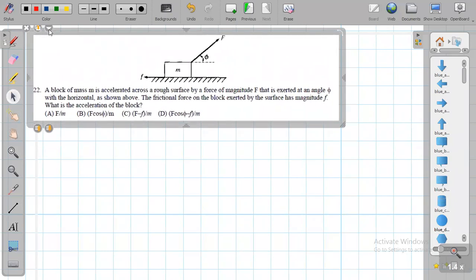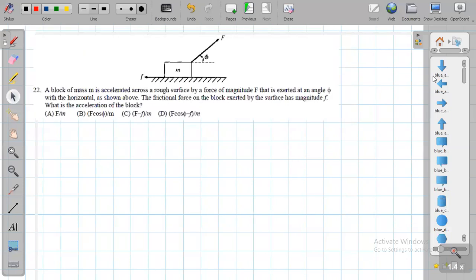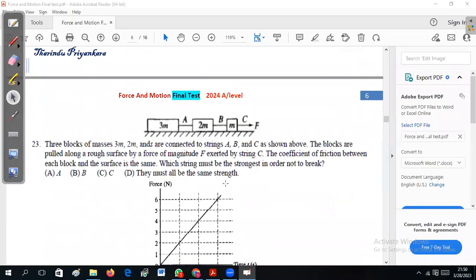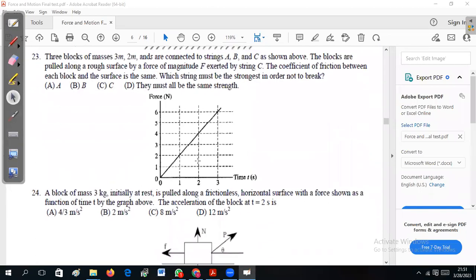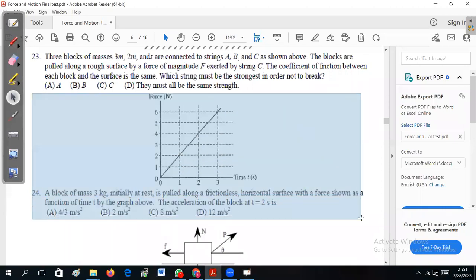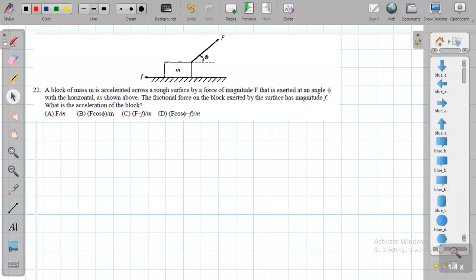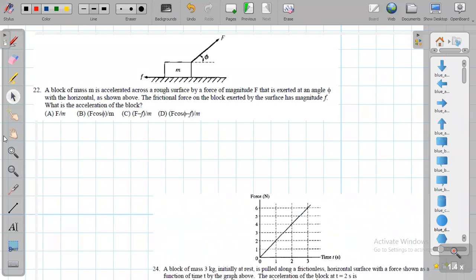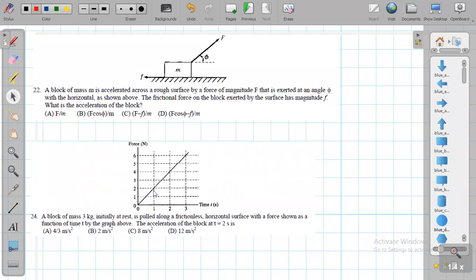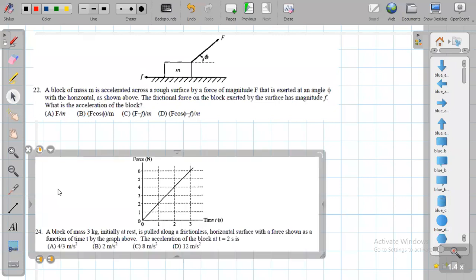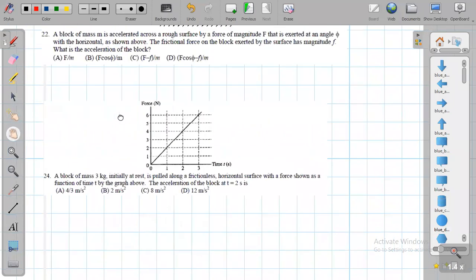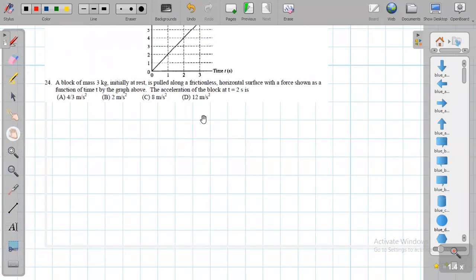Now I'm adding. This one I leave for homework. Should be done here. Should be done here. Because I know my students are really good at graphs. That's why I'm adding it here.